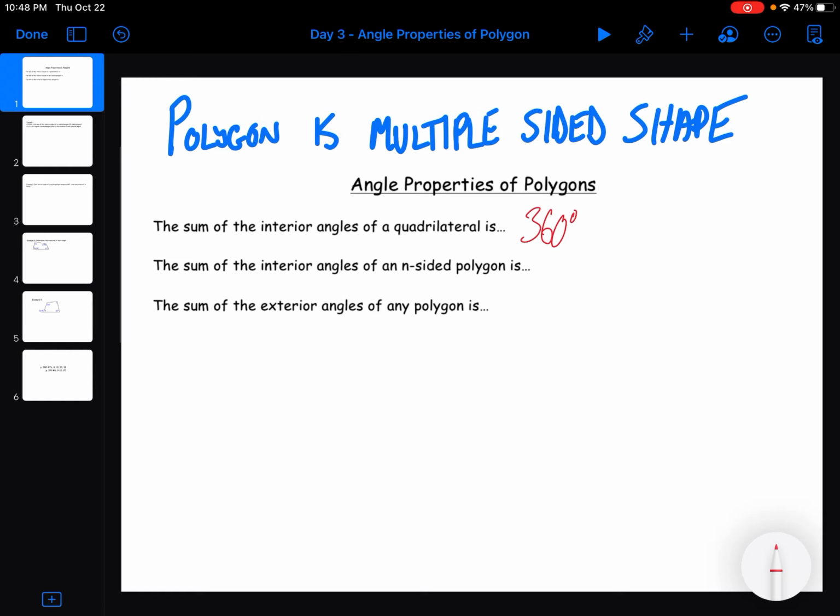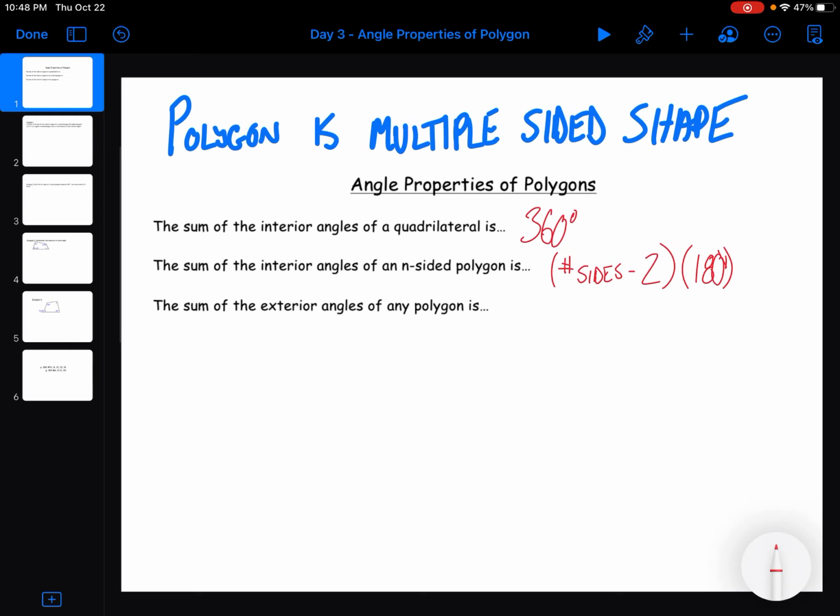Now, what we can actually look at is the sum of any polygon is actually the number of sides, so n, minus 2 times 180. So if we think of a triangle has 3 sides. 3 minus 2 is 1. 1 times 180 is 180. A quadrilateral has 4 sides. Well, 4 minus 2 is 2. 2 times 180 will give us 360. And that's going to work for every single polygon.